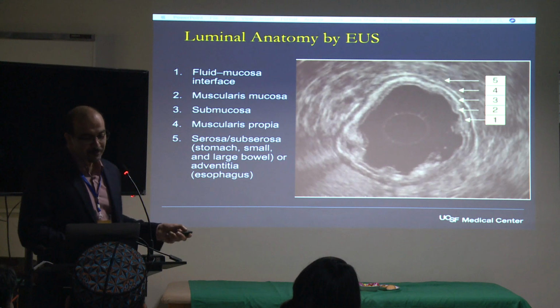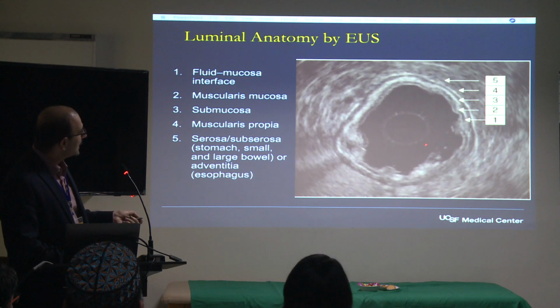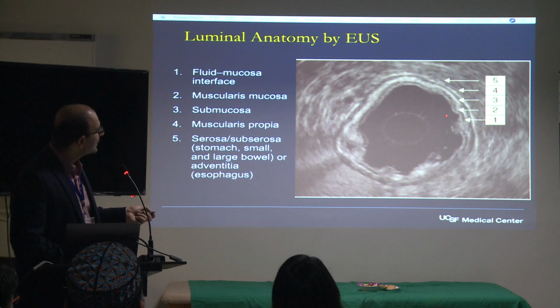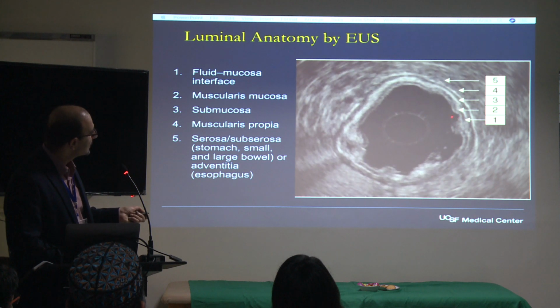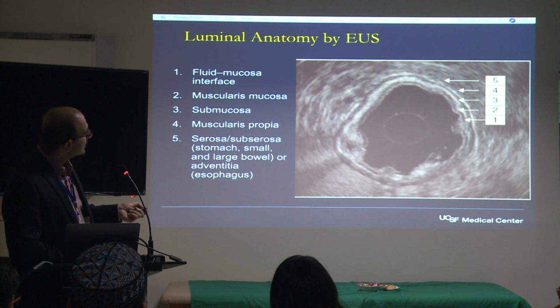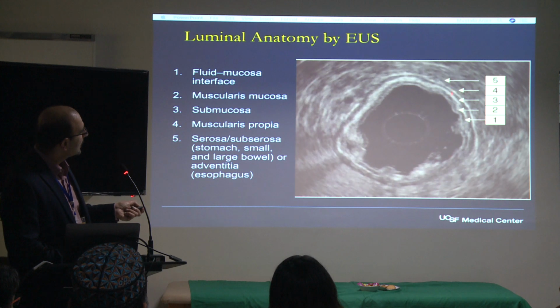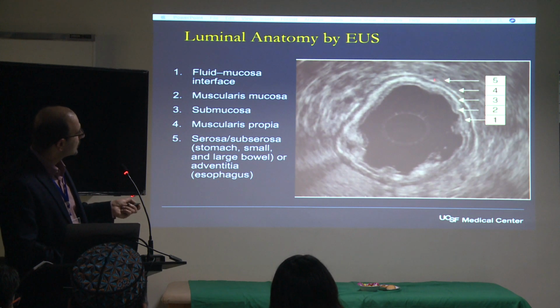So the basic 5 layers we should all be familiar with. Layer 1 is the interface between the mucosal surface and the luminal contents. Then you have the muscularis mucosa, which is the darker layer. Then you have the submucosal bright layer, and then muscularis propria. And depending on where you are, you have the adventitia in the esophagus or serosal layers.